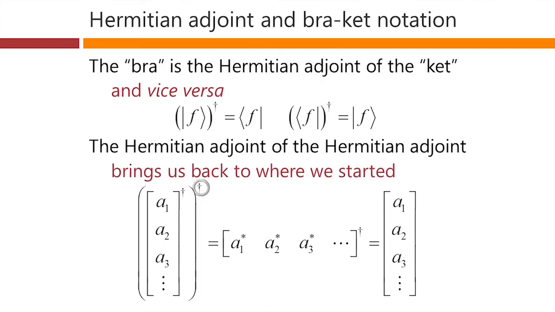So if we take the Hermitian adjoint of the Hermitian adjoint of this column vector, that's the same thing as saying the Hermitian adjoint of this row vector with the complex conjugated elements, because that is just another way of writing out this column vector here, Hermitian adjoint. And then we take the Hermitian adjoint of the whole thing, and we get back to where we started, because we're still just reflecting about that 45-degree line and taking the complex conjugate. So that maps A1 star back onto A1, and so on.